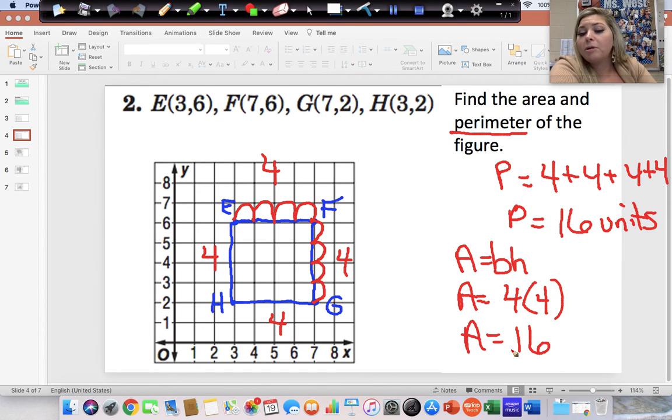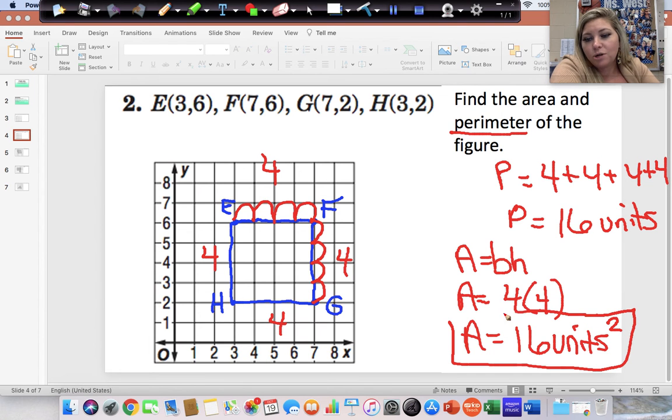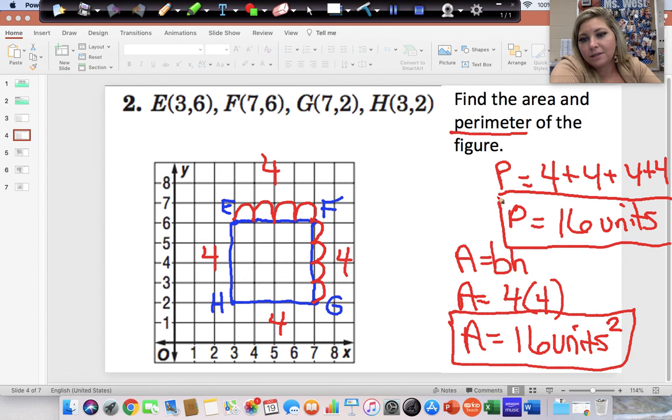So our perimeter and our area for this particular problem are both the same. Except for perimeter, we use just units, and for area, we use units squared. So it's 16 units squared for area, and perimeter is just 16 units.